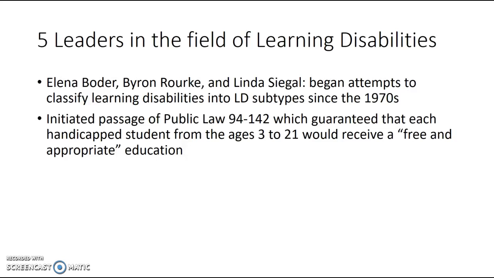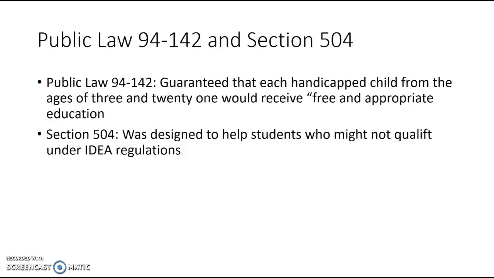These 3 people, Elena Boder, Byron Rourke, and Linda Siegel, began attempts to classify learning disabilities into LD subtypes in the 1970s, and this is still going on. They initiated the passage of Public Law 94-142, which is now known as the IDEA, which guaranteed that handicapped students ages 3 to 21 would receive a free and appropriate education in the least restrictive environment. As for Section 504, we're going to talk about that a little bit later, but this is a lifelong thing. It is not an IEP, it's not in place of an IEP, but we will talk about this more later.